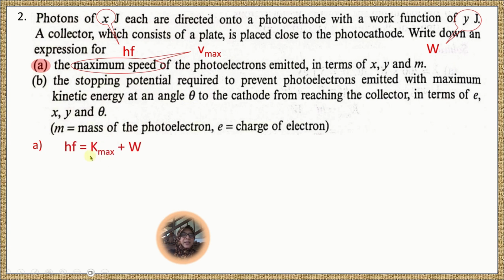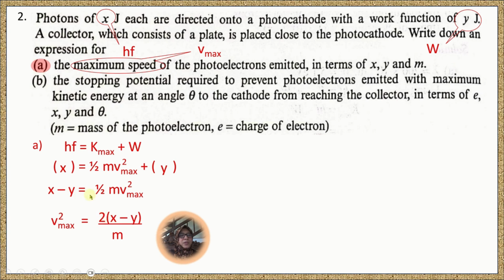Okay, we use the photoelectric Einstein equation, hf equals Kmax plus work function. The hf is given in terms of x and the work function is given in terms of y. So we substitute the two values into the equation and rearrange to get Vmax. So x minus y, bring y to the left side, and half m Vmax squared remains on the right side. Vmax squared equals, cross multiplying the 2, 2 times x minus y divided by m. So Vmax is the square root of 2 times x minus y over m. This is the answer for the maximum speed. Okay, next we go to question B.